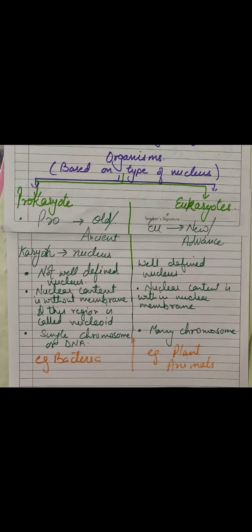Here, as I said, based upon the type of the nucleus, the organisms are called prokaryote and eukaryote. This word you are familiar with as you have studied it in 8th class also. Here I have written pro means old or ancient, eu means new or advanced, and karyon means nucleus. What is the meaning of prokaryote if we join the words? It is the organism in which the nucleus is of the ancient or old type. And eukaryote means the organism in which a well advanced or highly developed nucleus is present. Clear? What is the meaning of not well defined nucleus?